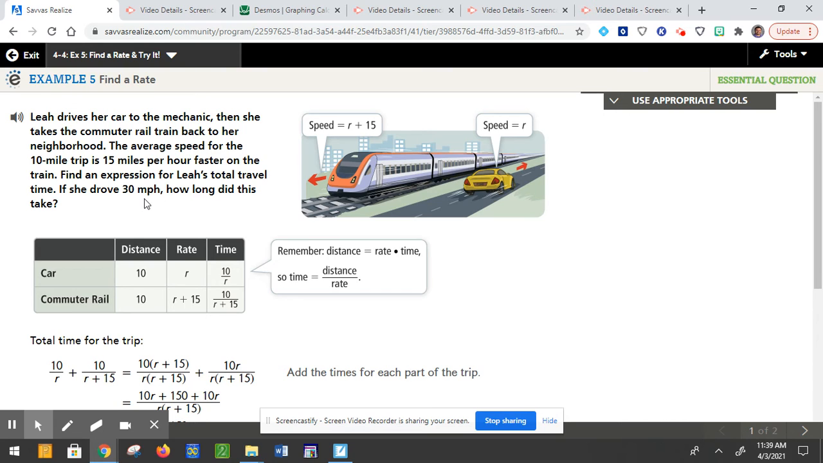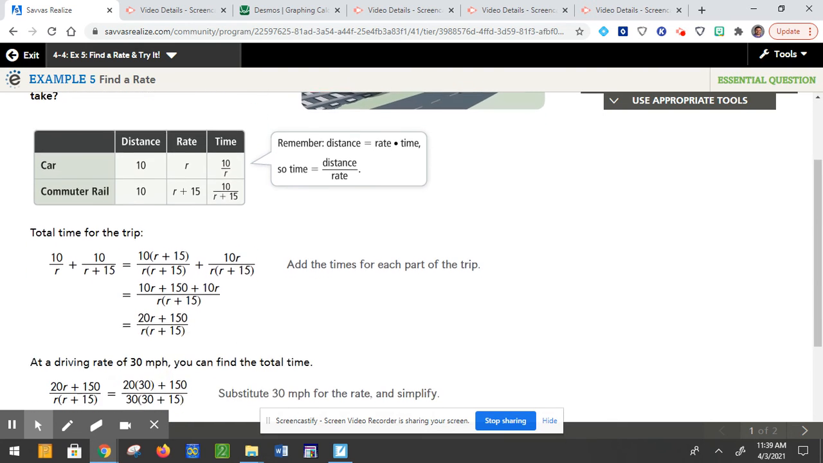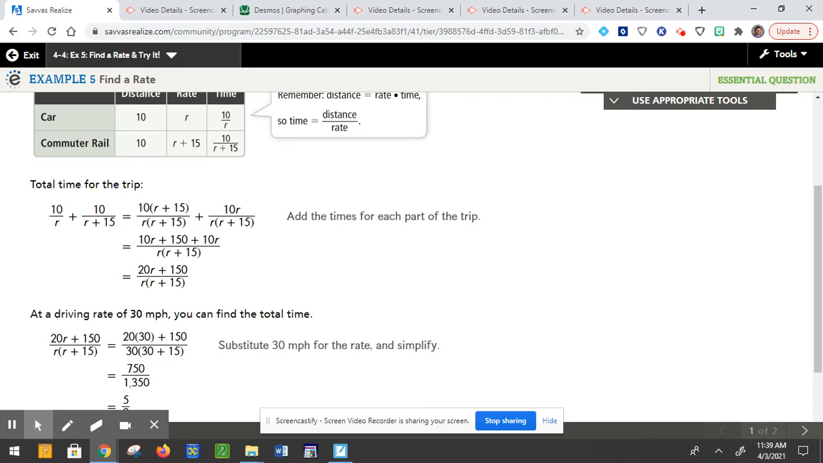Find an expression for Leah's total travel time. So the time on the car is 10 over r. The time on the train is 10 over r plus 15. And then how long did the whole thing take? So the total time for the trip will be adding those two fractions together. So we want one expression.